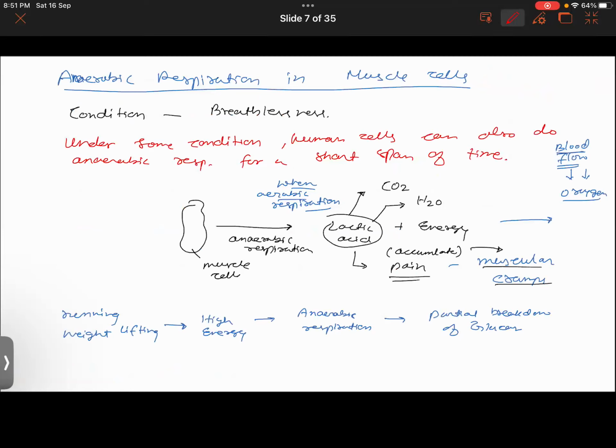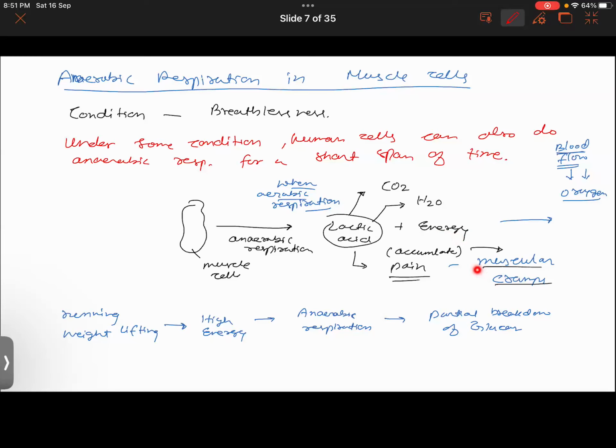Now, anaerobic respiration can occur in the muscle cells of humans and other organisms also. If a person is running and doing heavy exercise, he suffers from breathlessness, which leads to less intake of oxygen. In these conditions, anaerobic respiration will take place inside the muscle cells. Lactic acid is produced, and energy is also given. That's why many people develop muscular cramps while doing heavy exercise.